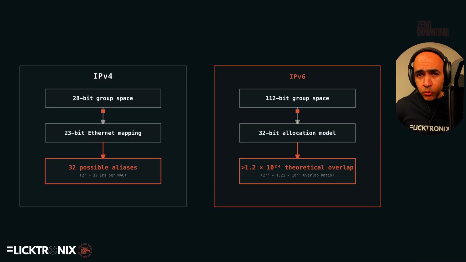Now, let's go back to the problem we discovered in IPv4. 28 variable bits were mapped onto 23 Ethernet bits. That's what gave us the 32-to-1 aliasing space we observed. IPv6 has a vastly larger multicast group ID. The result is a larger number of possible group addresses per equivalent MAC mapping. In practical terms, that makes the IPv4 style aliasing problem negligible.